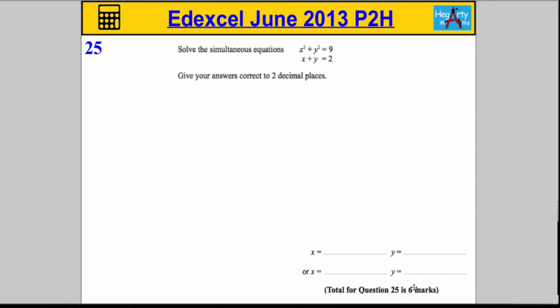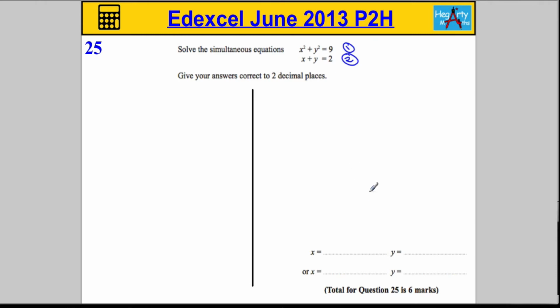It's a 6-mark question. It's a simultaneous equation, and it's saying that our answers should be given to 2 decimal places. So this is going to be a pretty tricky problem. I think we're going to need more space here, so I'm just going to divide the page in two, and let's start on the left hand side. Okay, first and foremost, I'm going to label the equations. I'm going to call that equation 1, and let's call that equation 2.